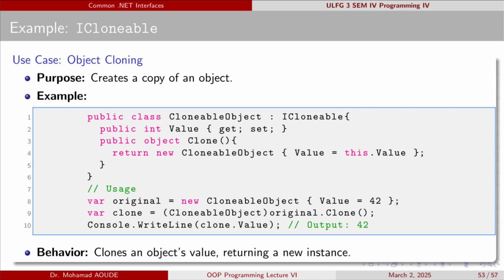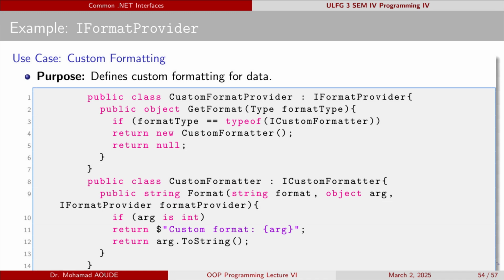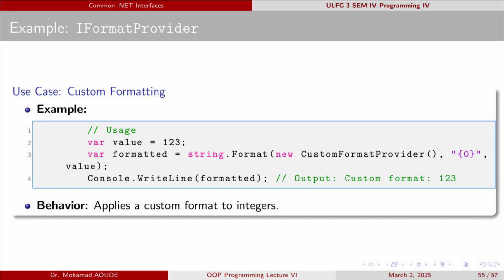ICloneable allows you to duplicate objects. In this cloneable object class, the Clone method returns a new instance with copied values. It's useful when you need to preserve original state before making changes. Need custom formatting for ToString or string.Format? Implement IFormatProvider and ICustomFormatter. Here we customize integer formatting by intercepting formatting calls. This pattern supports localization, financial formatting, and logging scenarios.